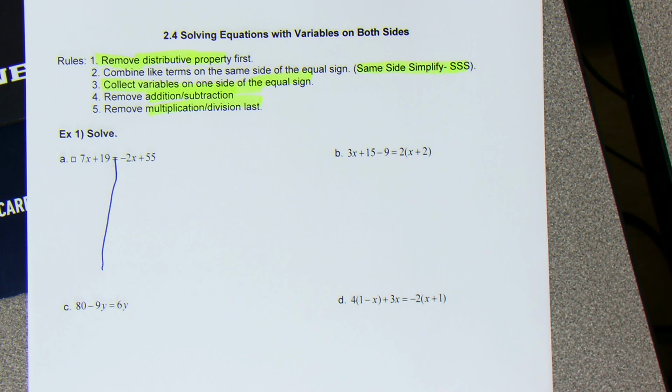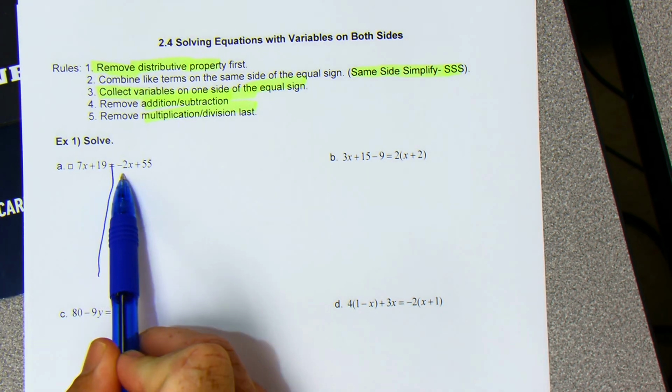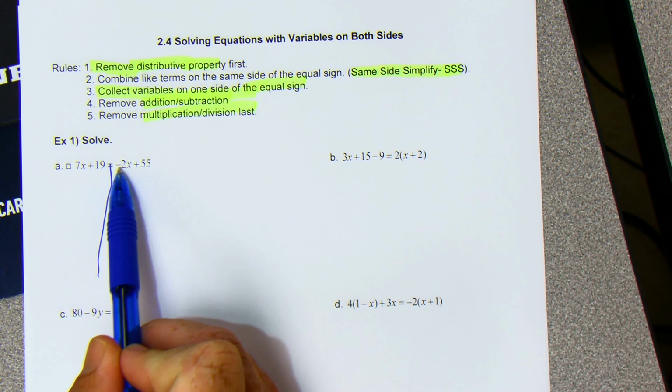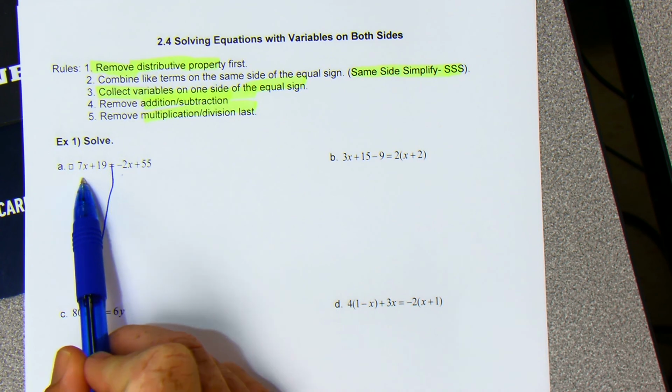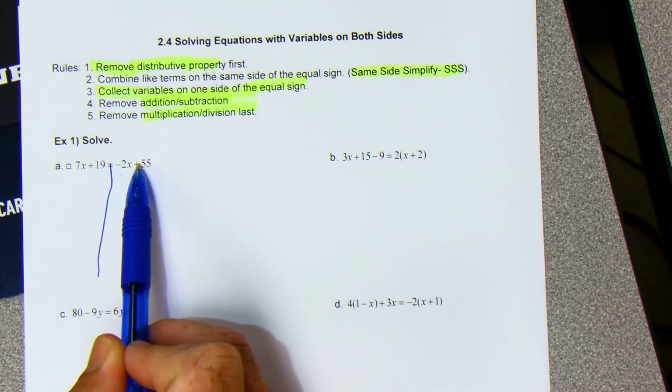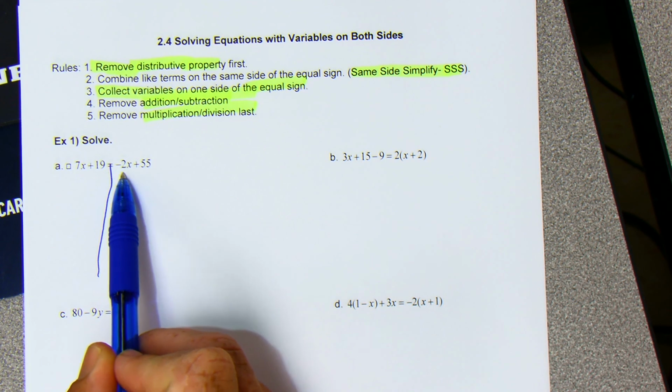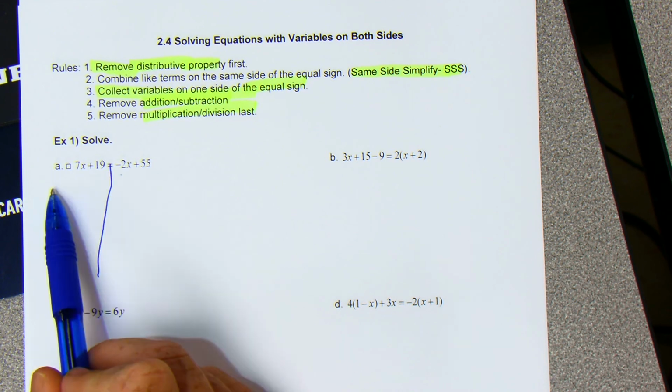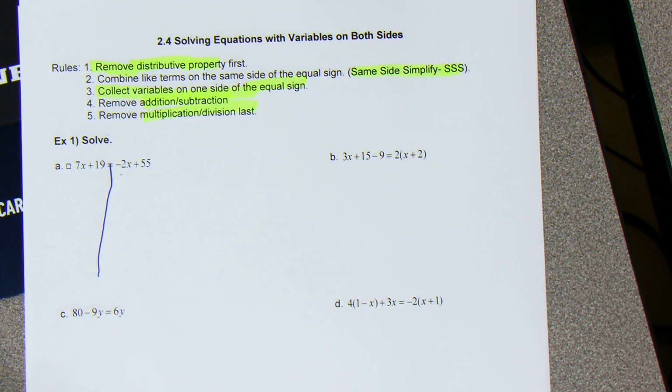The next step would be to collect all variables on one side of the equals sign. So I'm going to work with moving this negative 2x, because I know I need to collect all my variables on one side of the equal sign. On this side, there's the 7x. On this side, there's the negative 2x. I'm going to move the negative because the opposite of a negative would be a positive. So I'm going to be doing addition, and that would get rid of that negative. I'm just going to do whatever I can to get rid of that negative right away.